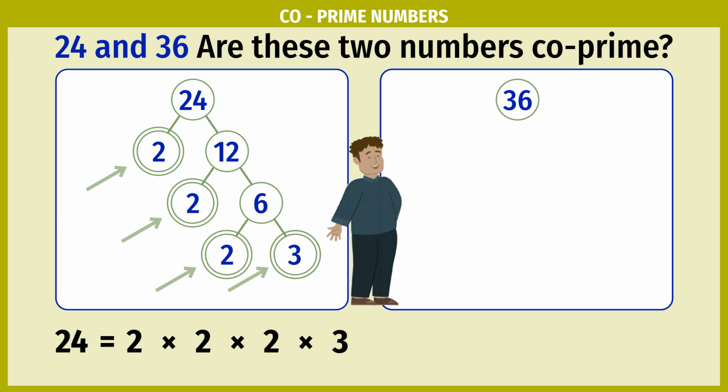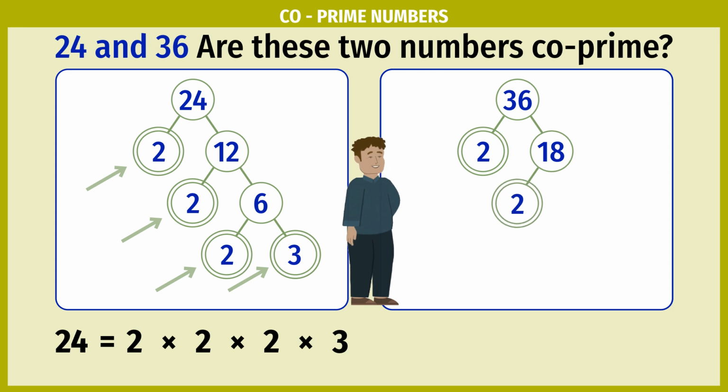Then we do prime factorization of 36 by factor tree method. We get 36 equals 2 into 2 into 3 into 3.